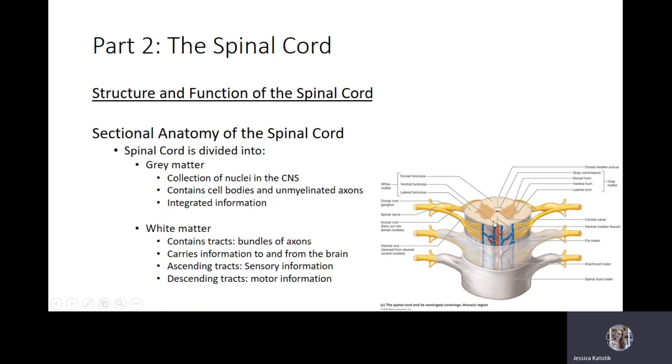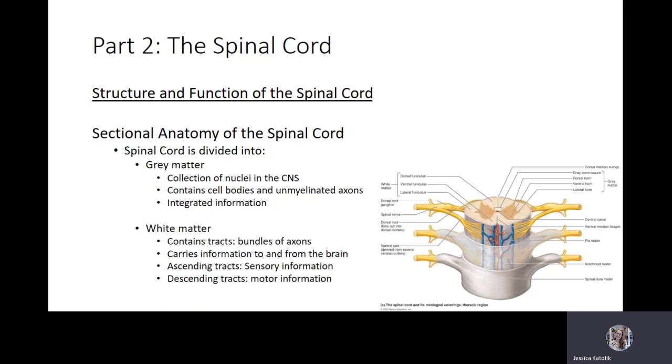We can also see white matter over here. The white matter is going to be composed of bundles of axons known as tracts, and this will carry information up and down the spinal cord, connecting the central nervous system to the peripheral nervous system. Ascending tracts are going to contain sensory information, while descending tracts are going to contain motor information.